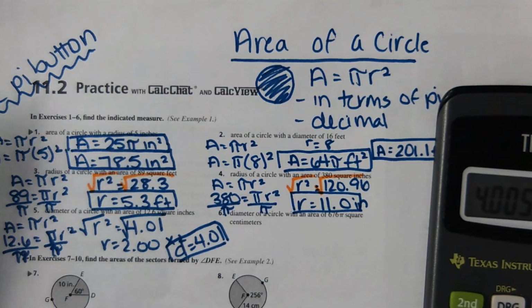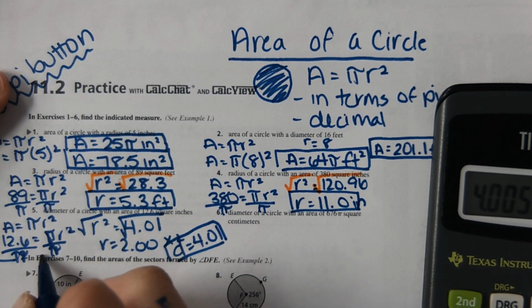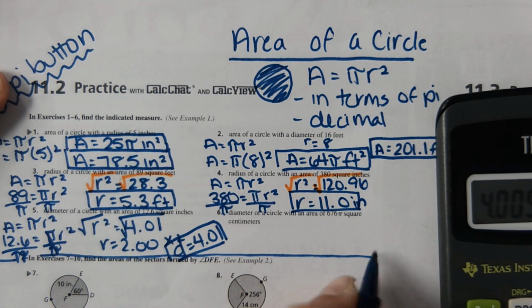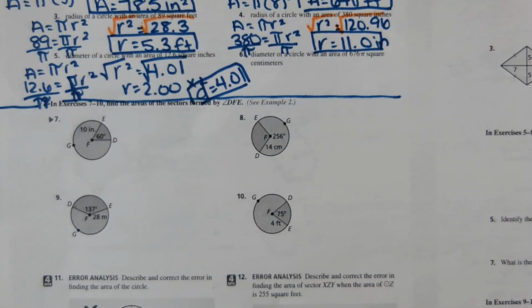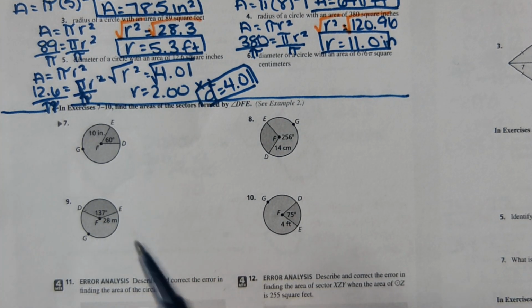Okay, so that's all area of a circle problems. Now we're going to transition to area of a sector, where we just find the area of part of the circle. This setup is very similar to what we did yesterday, so it shouldn't feel too difficult. And we're going to set up a proportion.